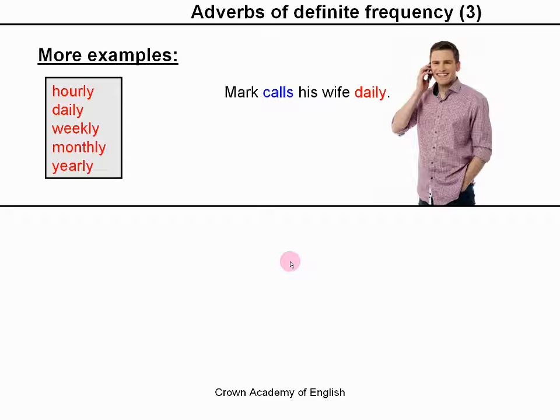Mark calls his wife daily. So this means that Mark calls his wife every day. This is the adverb. And again, this goes at the end of the sentence. My boss pays me monthly.